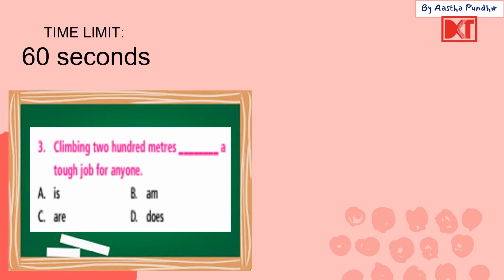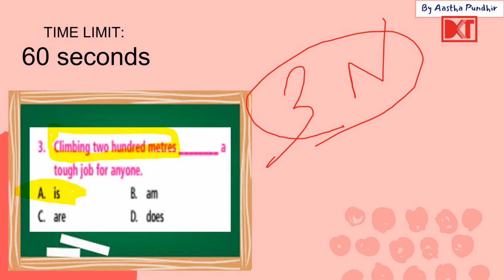Okay, here we have climbing 200 meters dash a tough job for anyone. Is a tough job, am a tough job, are a tough job, or does a tough job. So here you see climbing 200 meters. This is our gerund. Remember, verb plus ing form acting as an activity, as a subject in the sentence. And for climbing 200 meters, the answer is A, is. Because it is the subject and in third person singular, acting like it. Okay. So climbing is a tough job for anyone. Alright.